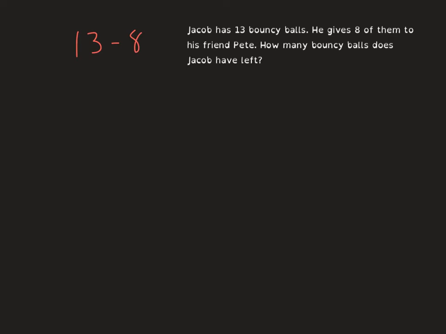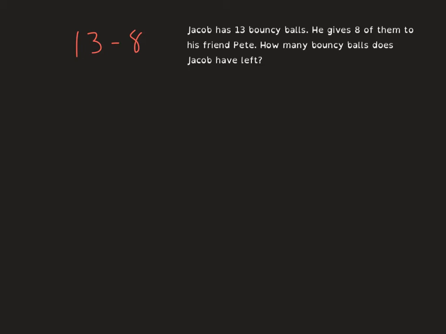Now, when we did dots yesterday, we looked at the examples of 11 minus 2, 12 minus 3. We're going to look at a bigger one. What we're going to do is we're going to look at 13 minus 8 on this one. Okay, let's do this. Jacob has 13 bouncy balls. He gives 8 of them to Pete. How many bouncy balls does Jacob have left?